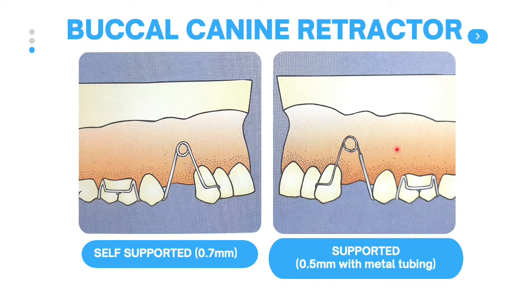Okay, this slide shows the biggest difference between the two types of buccal canine retractor, which is the self-supported and the supported. So self-supported, it uses 0.7 mm stainless steel round wire, okay, and then for the supported, it uses thinner wire, which is 0.5 mm, and then there is a metal tubing at the distal retentive arm.